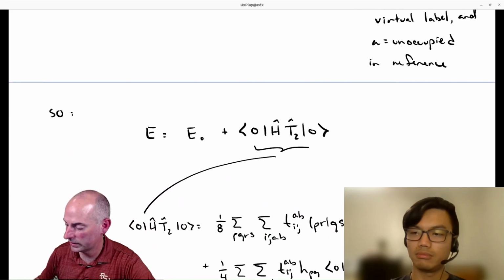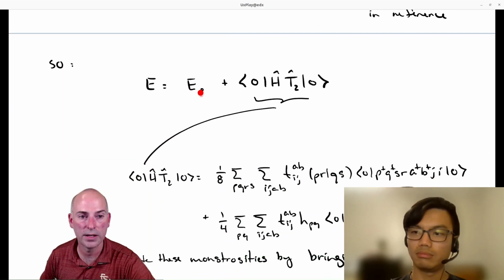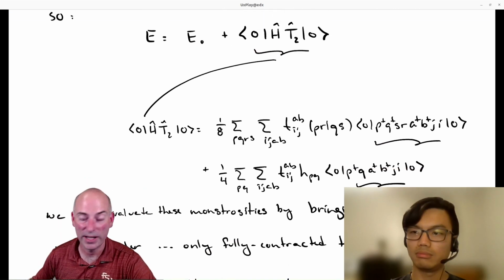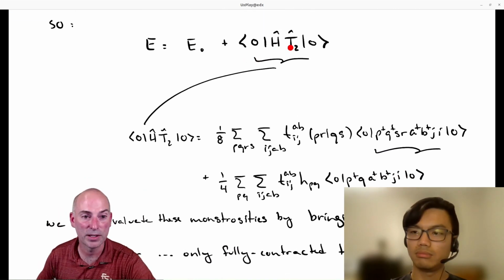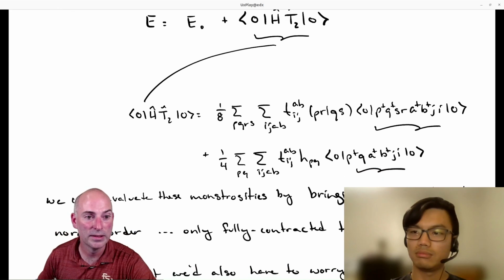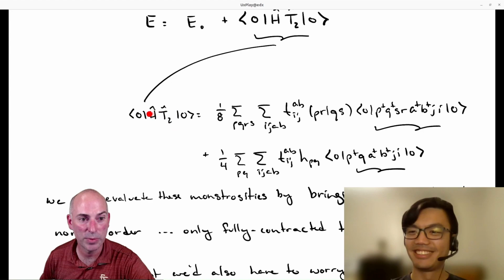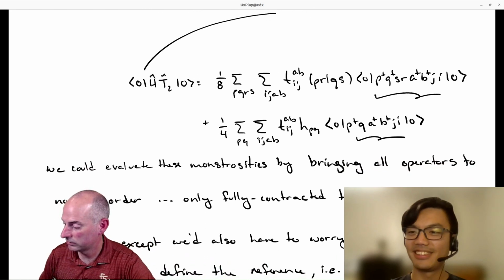So that's useful. Now our energy expression just has these 2 terms, the energy of the reference and this other thing. This is where it gets crazy. If I tried to do this by hand, this would be a complete nightmare without the fancy diagrammatic techniques that Stephen knows and I don't really understand. This expectation value, I'm going to expand both the Hamiltonian and the T2 operator, and here we are.